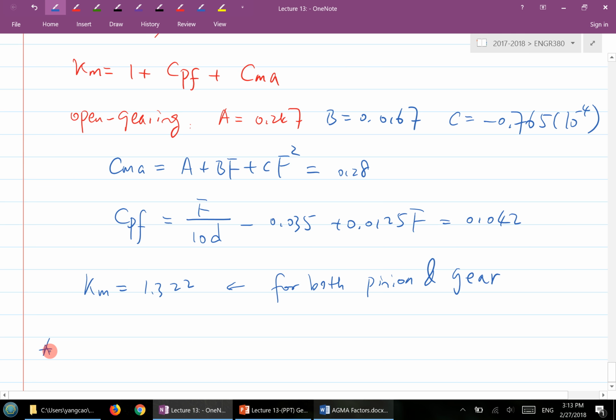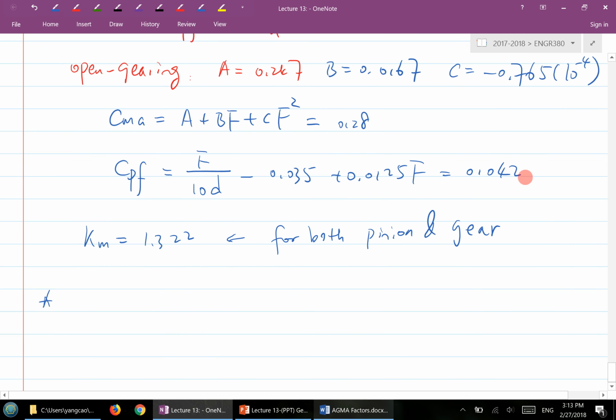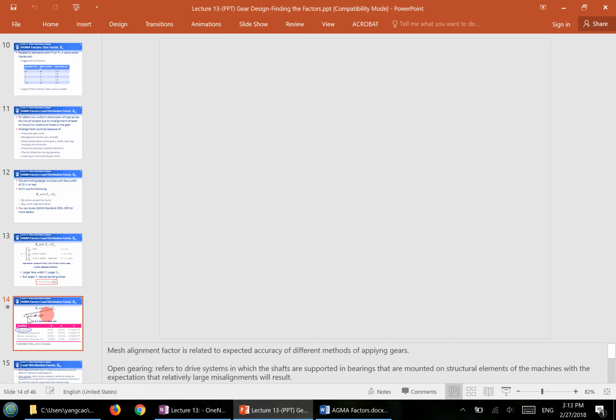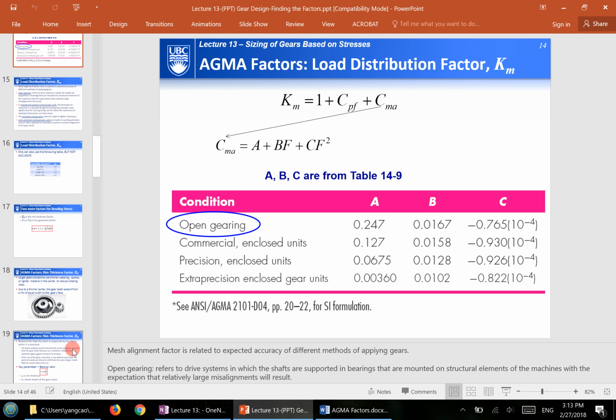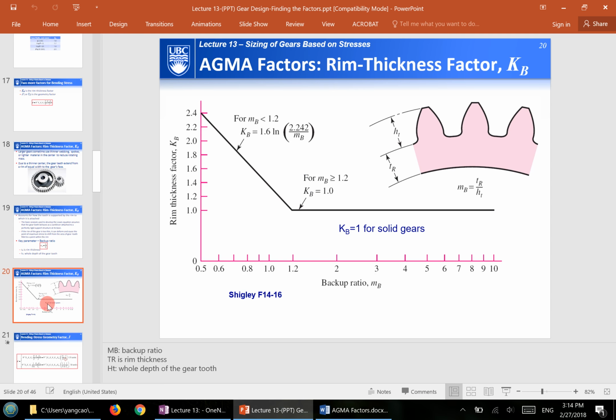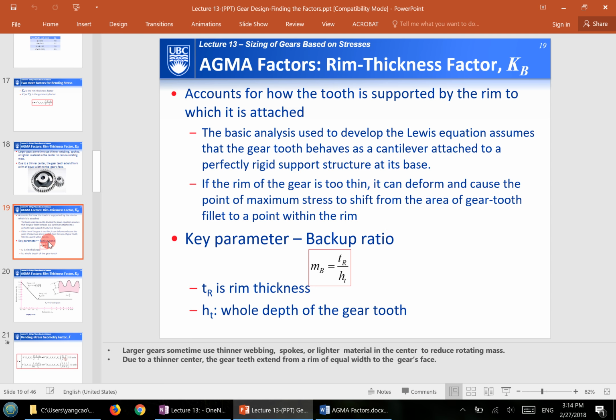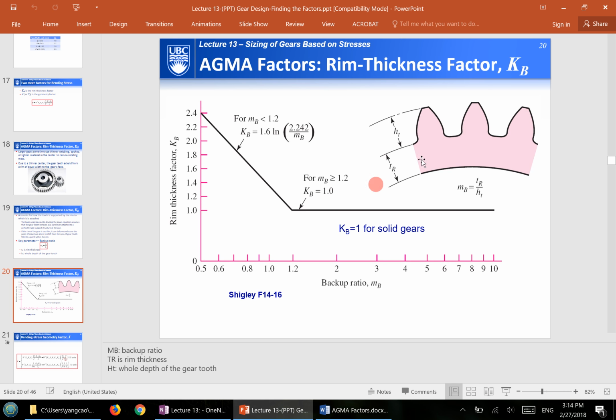Next, let's look at the Kb, which is called the rim thickness factor. Let's see what rim thickness is. I have a picture of it here. Essentially, this is a part of the gear, and here are the gear teeth.